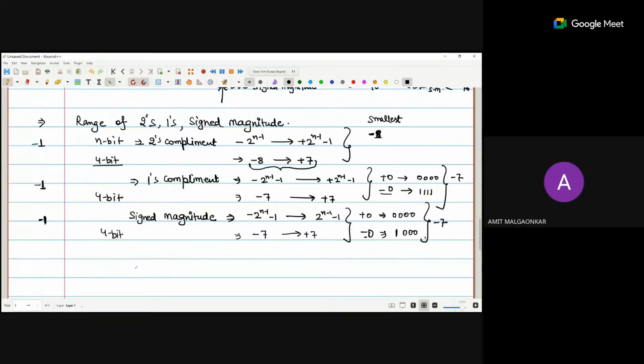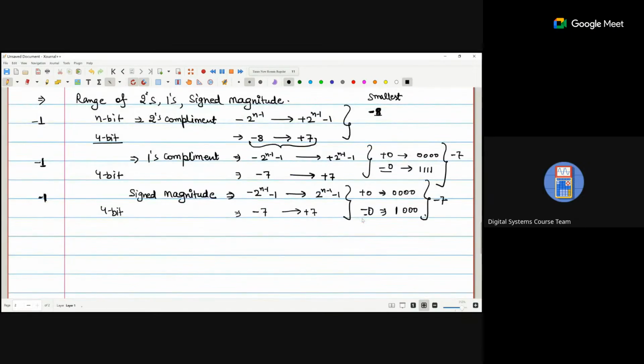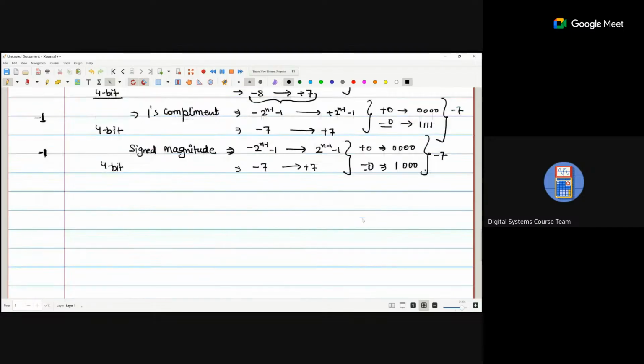No, sir. Generally we always see this type of mistake. So just remember, the smallest number is -8.